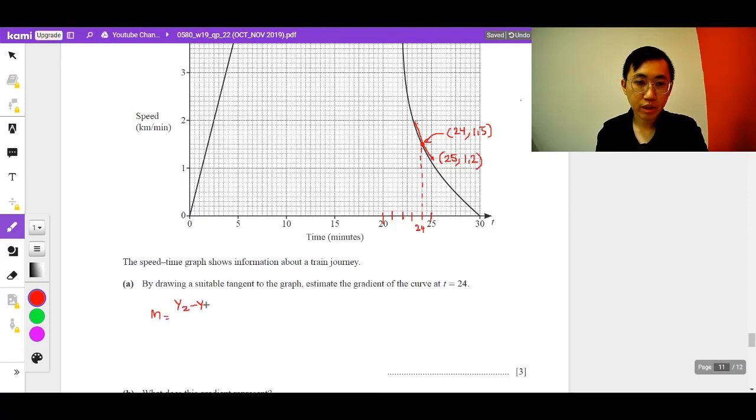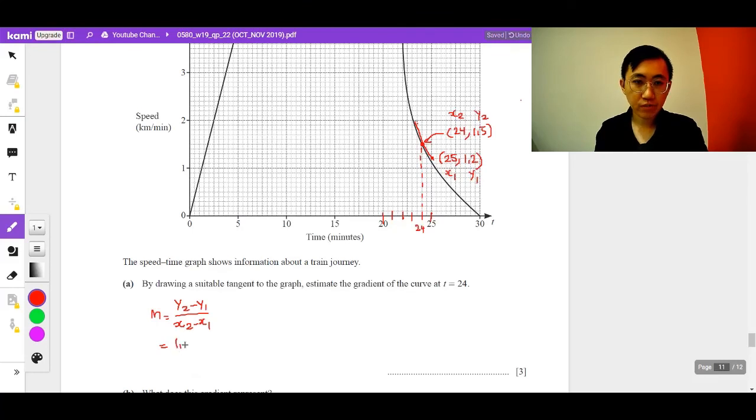y2 minus y1 over x2 minus x1. Okay, so take your coordinates. Teacher is going to take this as my y2, this will be my x2. This coordinate right here is your y1 and x1. Okay, how do I get this? I took it from my tangent line. Okay, 2 coordinates. Let's start.